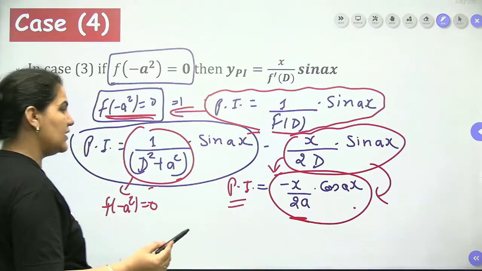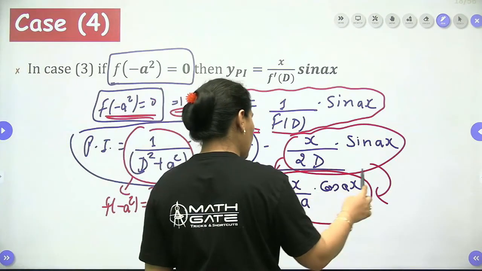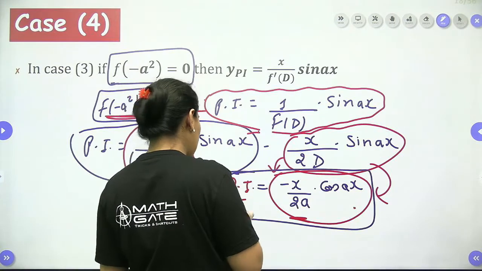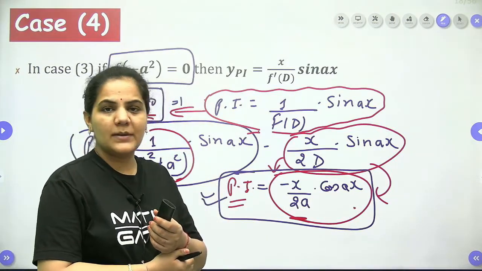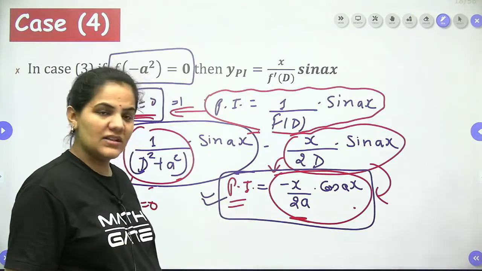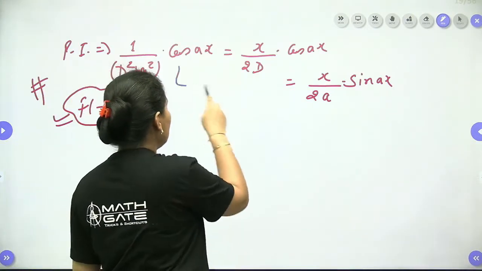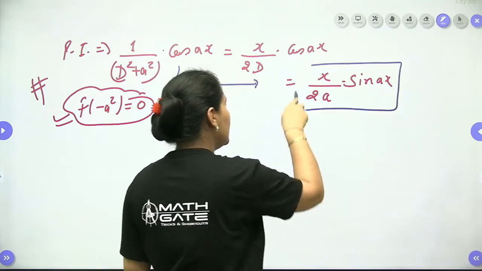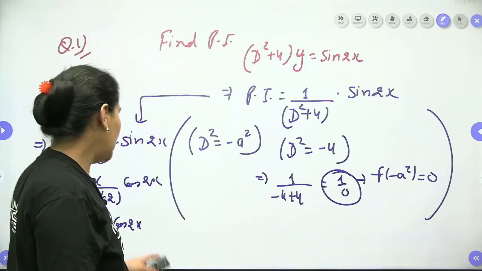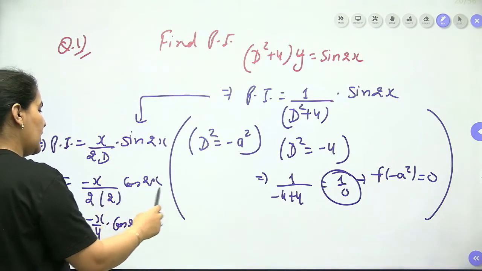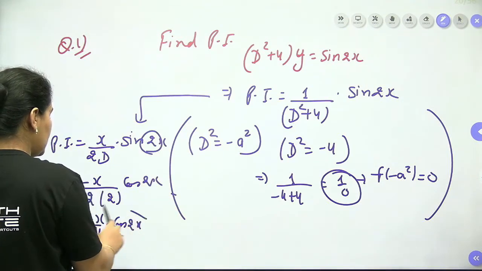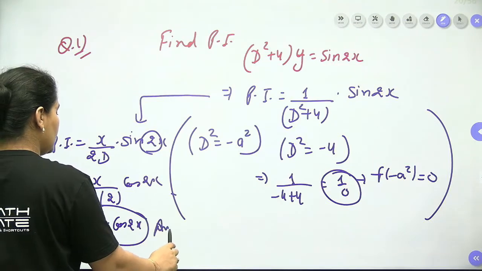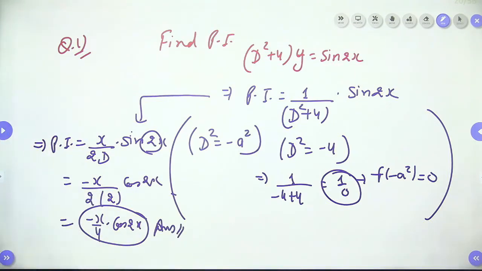So my suggestion is that you should go with this one only. It saves time and there will be no unnecessary, extra repetition. So you should go with this step only. Similarly, in that case also you should go with this step only, right? So when I approach here minus x by 2a cos of 2x, a is equal to 2 only, so I replaced it. It will be minus x by 4 into cos of 2x, guys.